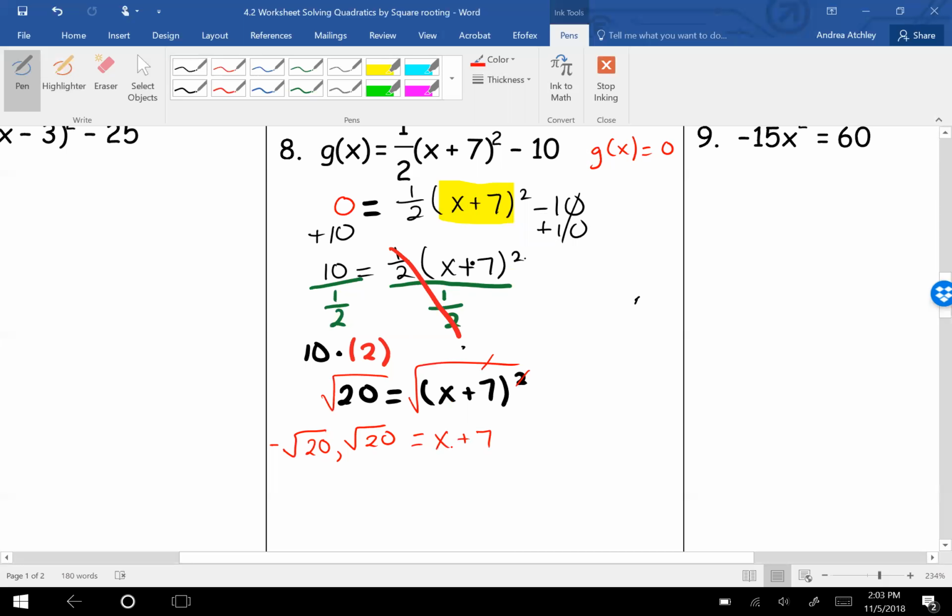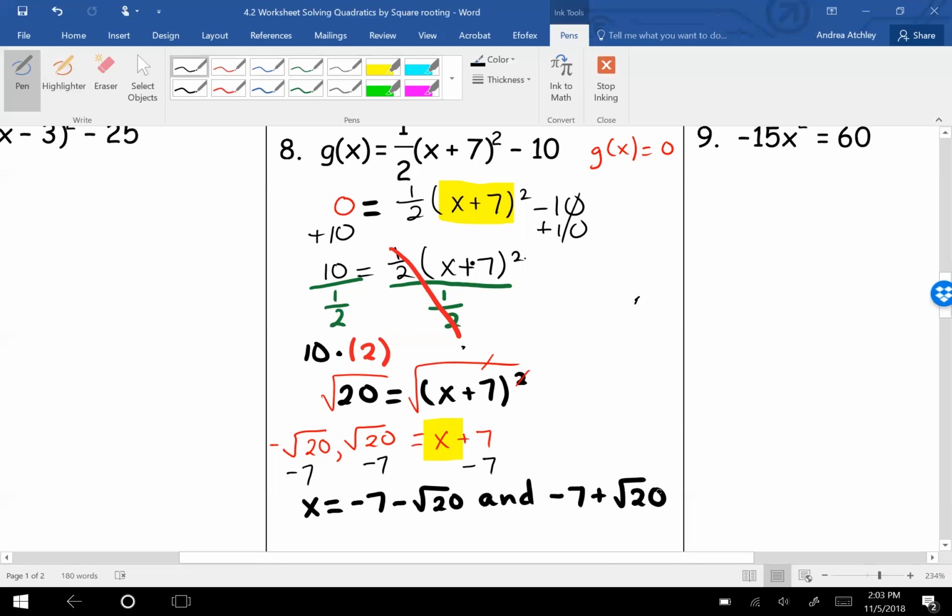So now I'm going to, again, isolate the x. That means I have to get rid of the 7. It's being asked to add, so I do the opposite, subtract 7. And I have to subtract 7 from both of these. Now 7 and the square root of 20 are not the same thing, so I can't combine them. I'm just going to stick them next to each other. So it's going to be x equals negative 7 minus the square root of 20 and negative 7 plus the square root of 20.